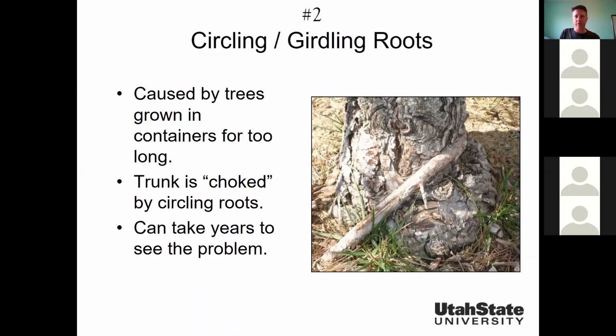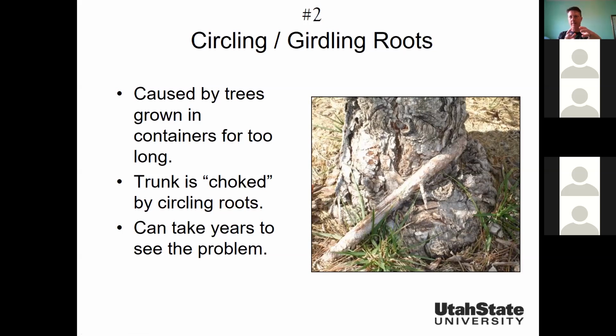So girdling roots, circling roots, this can be caused by trees grown in containers for too long, and sometimes it can take years to see the problem. You can see this here. So one of the problems in containers, as I mentioned, is that the roots grow around in circles in the pot. And on woody plants, that's particularly a problem as the plants get older, because some of those roots will turn into structural roots, and they'll want to become woody, and they'll become more like branches in that sense.